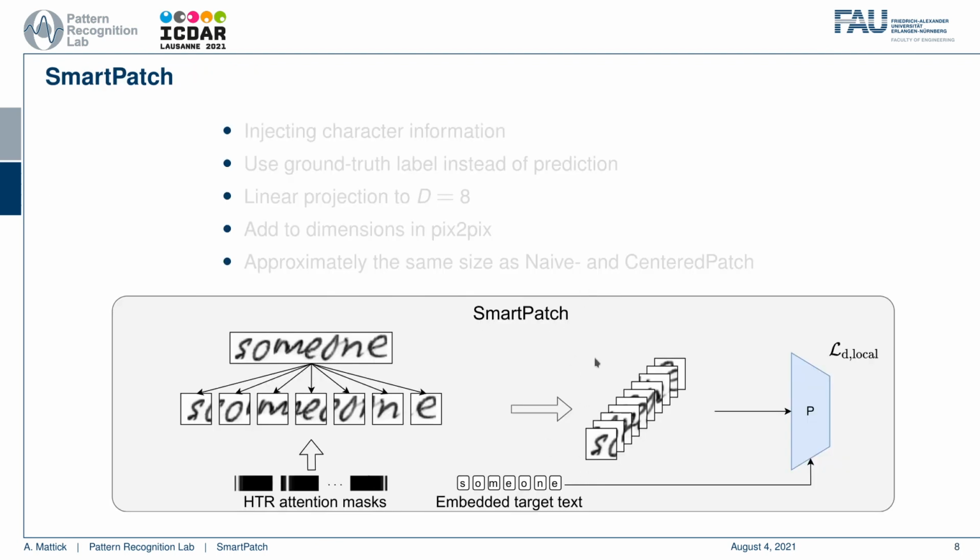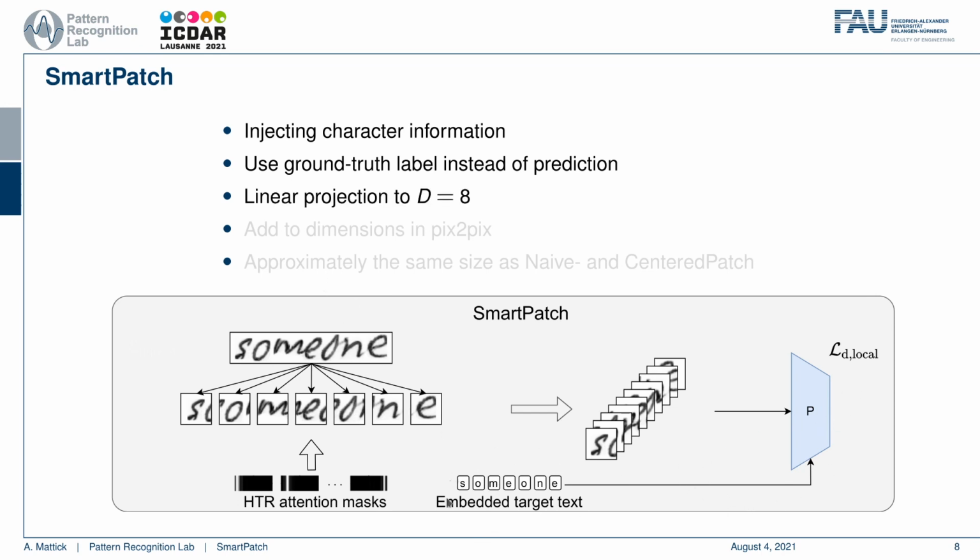And of course, we can extend that a little bit further still. Because we now split based on the characters, we can also inject the character information into the discriminator too. The idea is we use the ground truth labels instead of the predicted ones from the recognition model. We linearly project them into an 8-dimensional space and just add this dimension to the pix2pix in the middle of the network. The size is now approximately the same as naive and centered patch. It's a little bit more due to the projection and the appending of the text, but that's insignificant in the whole scheme of things.